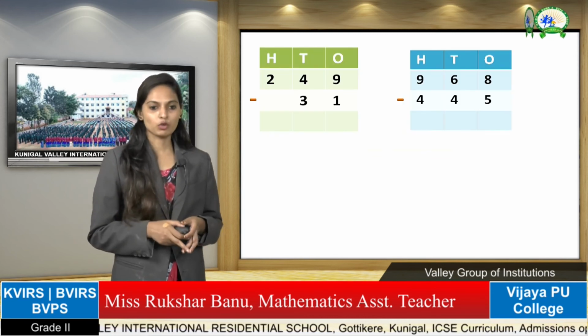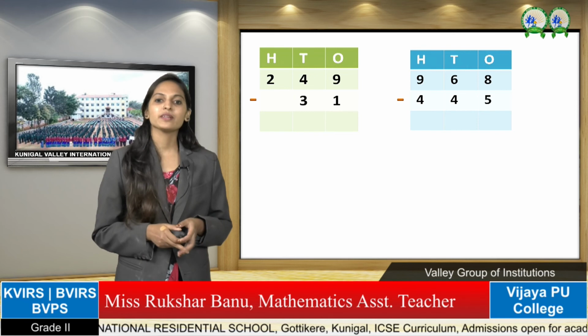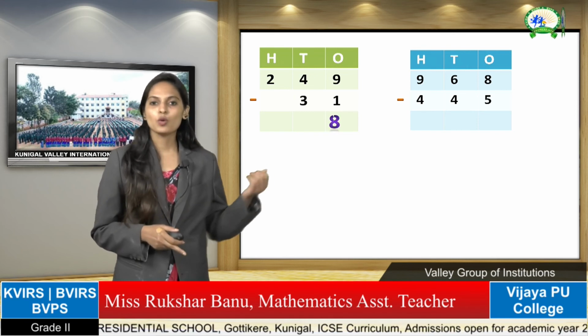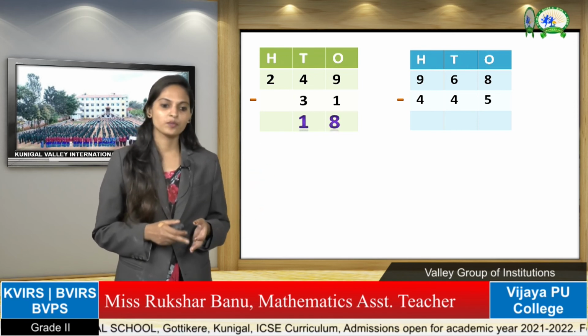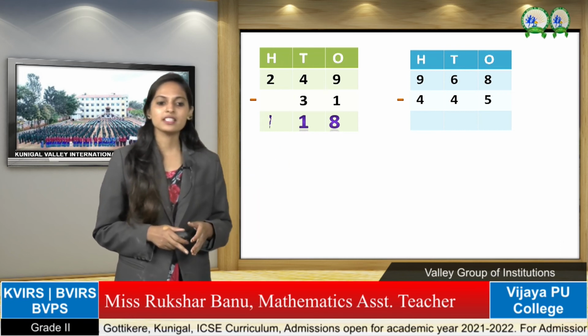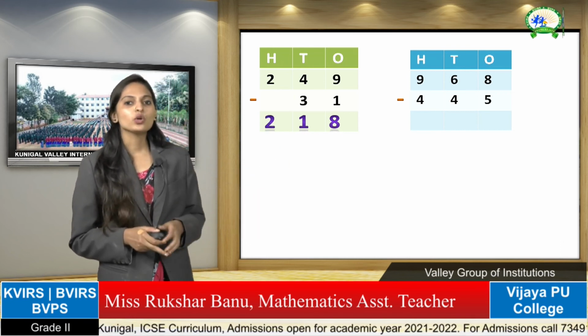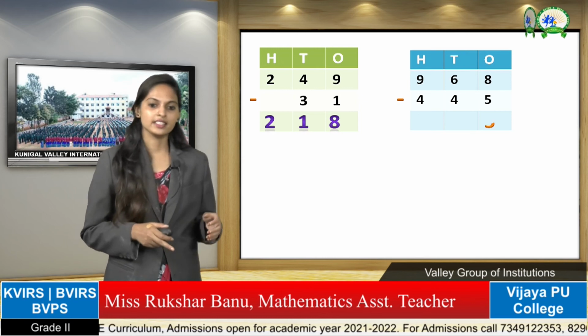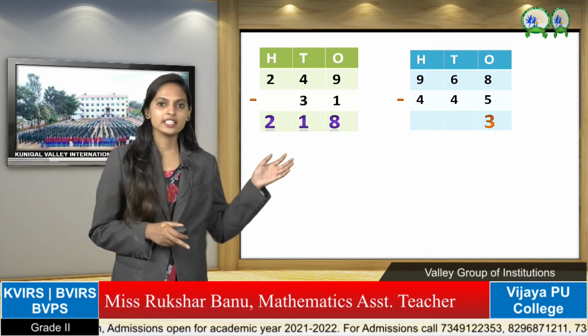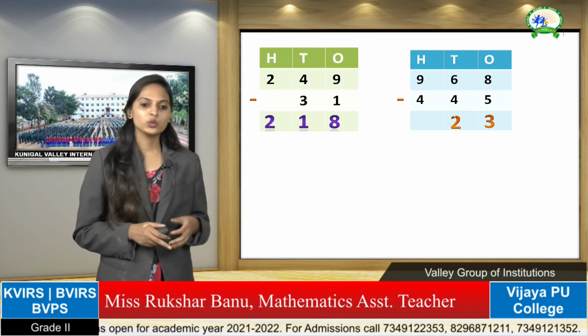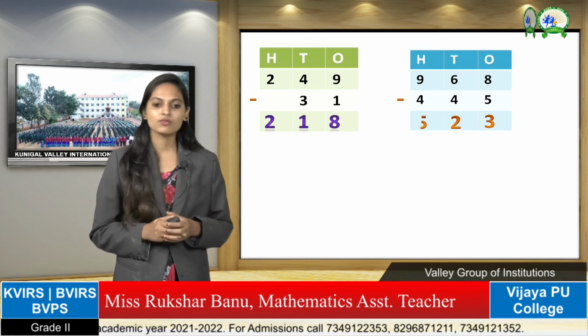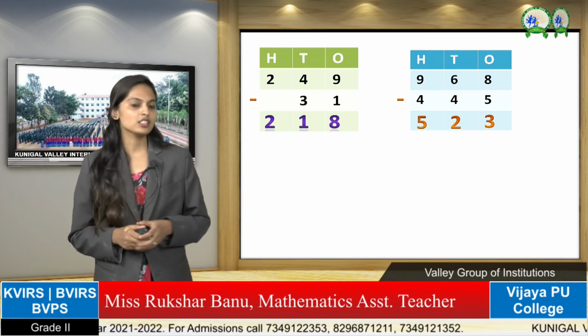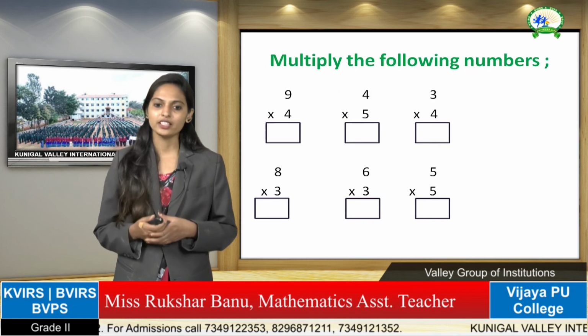Next one, 3-digit problem. First on this side, 9 minus 1, 8. 4 minus 3, yes, 1. Next go to hundreds place, that is 2. Here also 8 minus 5, yes, that is 3. Next in the tens place, 6 minus 4, 2. In the hundreds place, 9 minus 4, that is 5. Okay children, so like this we have to subtract the following numbers.